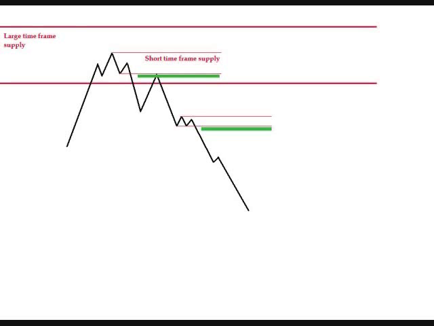This chart represents smaller time frame zones appearing after encountering higher time frame supply. The green areas represent where I'd place my entry order, and my stop would go slightly past the other side of that zone.